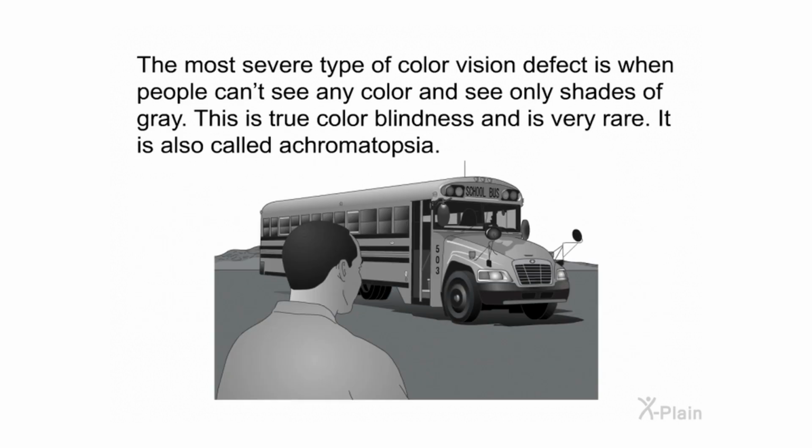The most severe type of color vision defect is when people can't see any color and see only shades of gray. This is true color blindness and is very rare. It is also called achromatopsia.